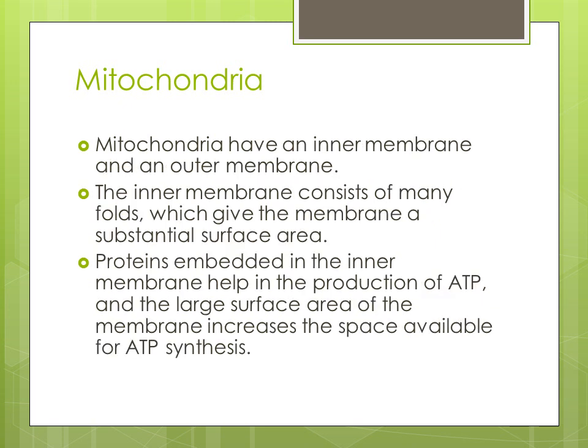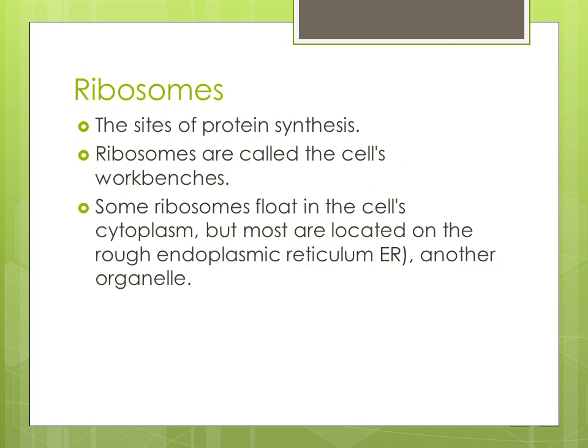Mitochondria have an inner membrane and an outer membrane. The inner membrane consists of many folds, which give the membrane a substantial surface area. It's kind of like a folded up ribbon that's squeezed together and folded up tight. Proteins embed in the inner membrane and help in the production of ATP, and the larger surface area of the membrane increases the space available for ATP synthesis. So it's proteins and the creation of ATP that are the very important job of mitochondria.